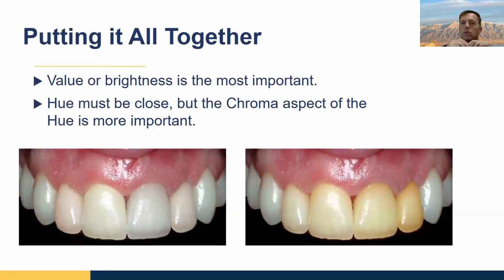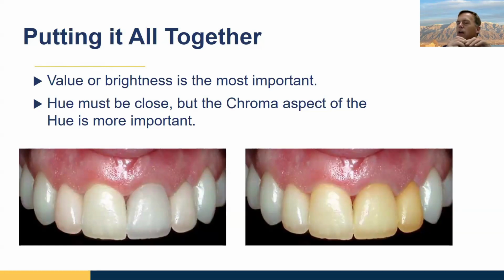So if this isn't the way we're thinking about shades at this point, this is what I would recommend as a takeaway from this: every time you go to take a shade, look at the value first. Figure out what's the value. When you're picking shade tabs, look at, does it look bright or dark relative to the tooth before you ask any other questions about it.